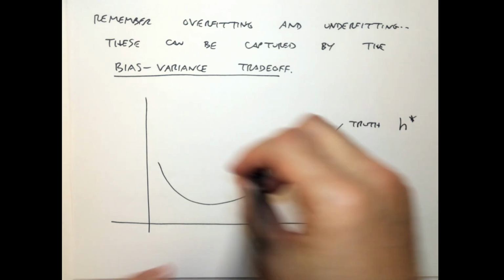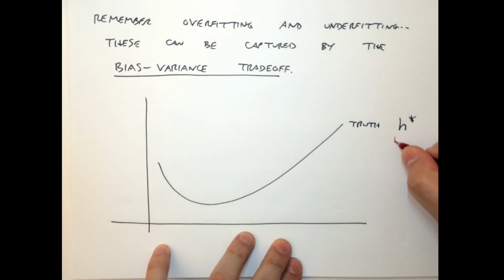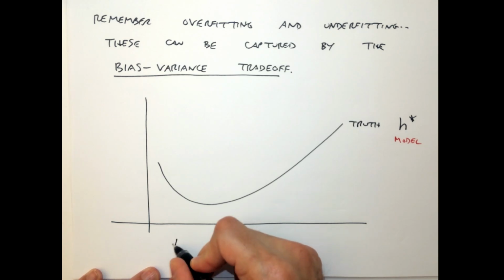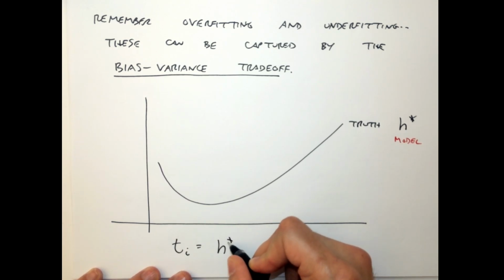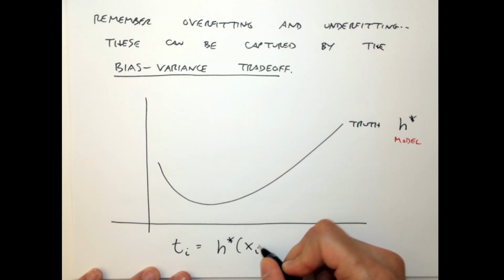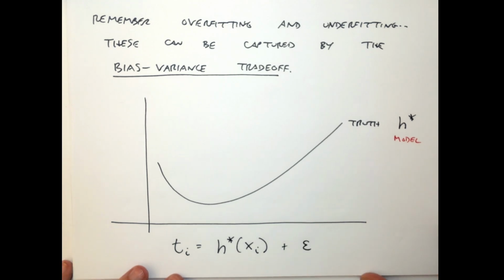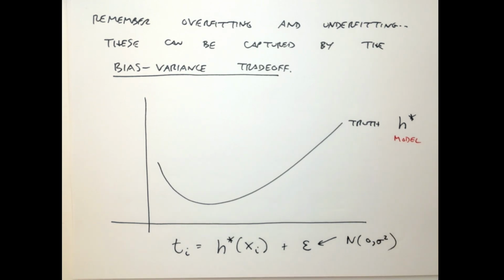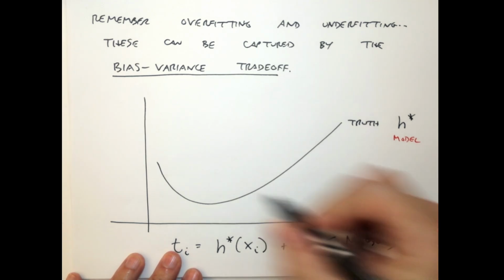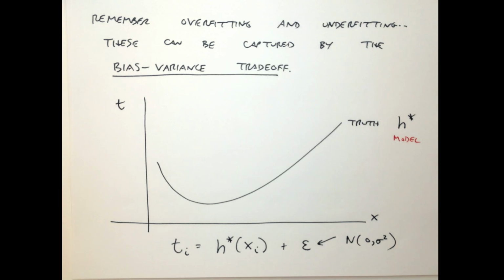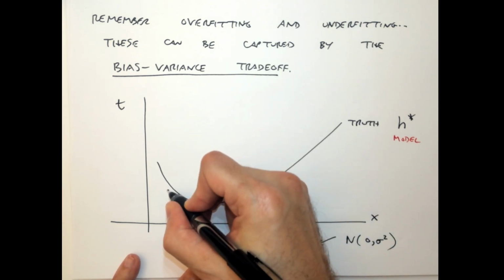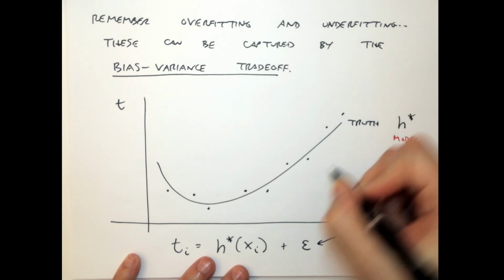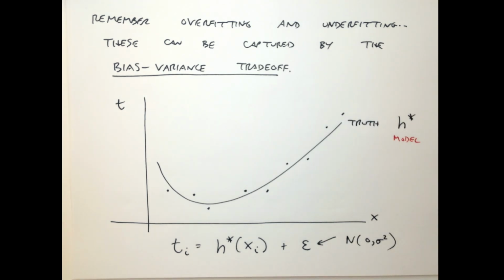Here, when you see an H, we're talking about some model. Let's suppose that the observations I see are some true model applied to the inputs plus some noise, and this noise is my usual Gaussian noise. If this axis is x and this axis is t, and we're just doing one dimension, then my data points are going to look something like this. I'm going to be a little bit off from my curve.